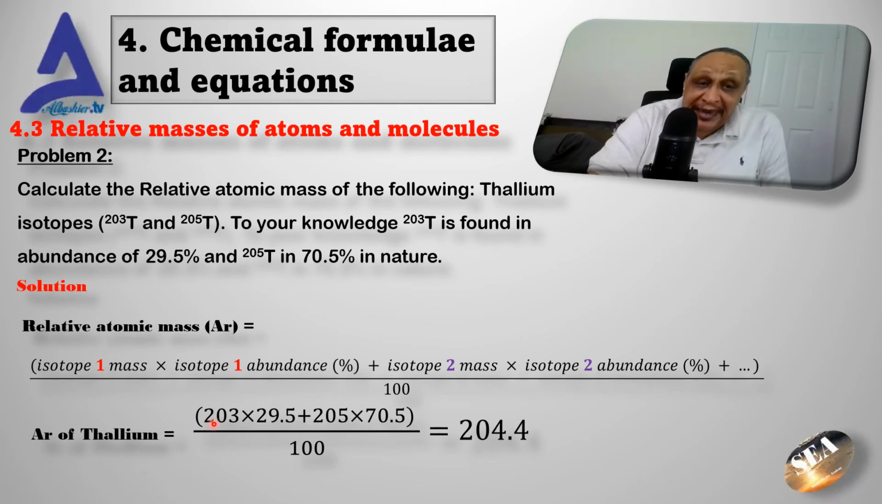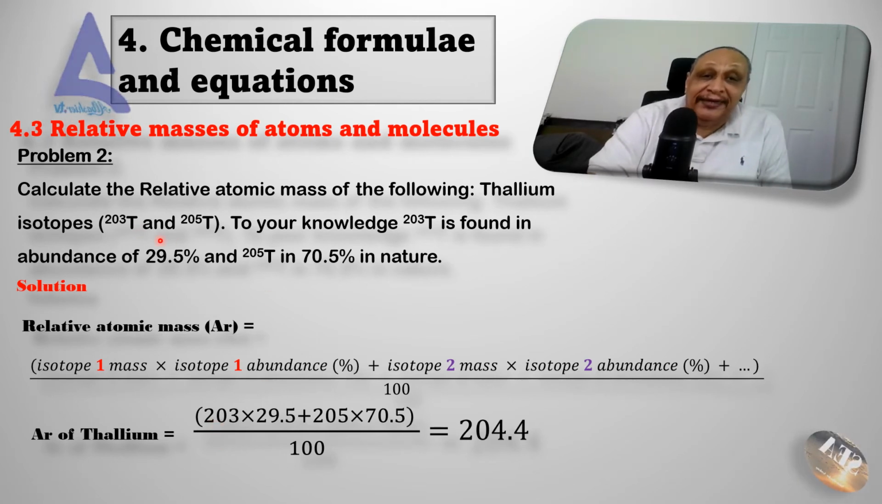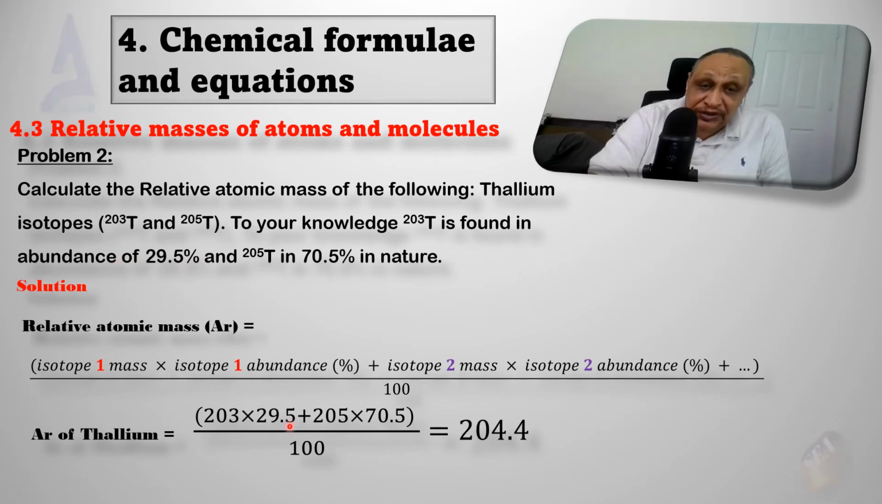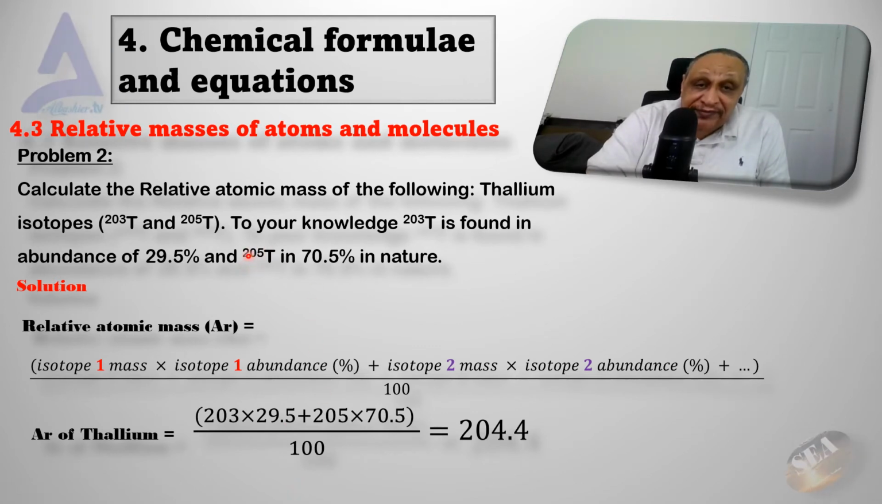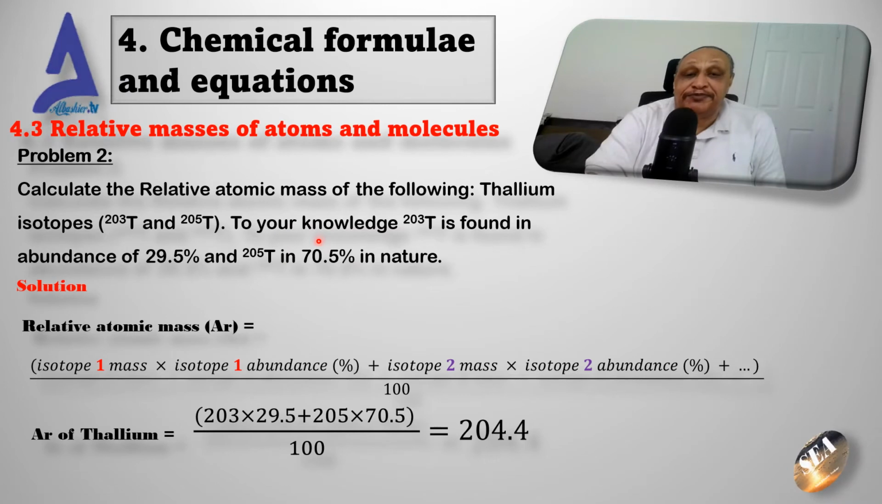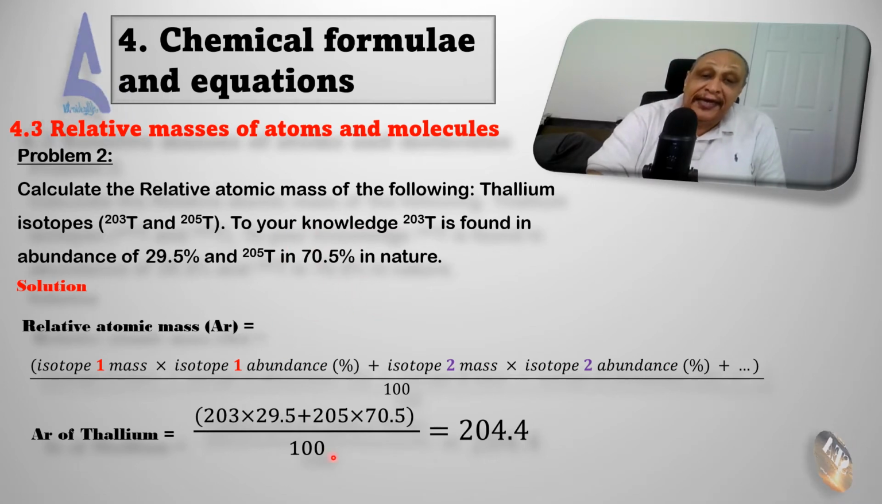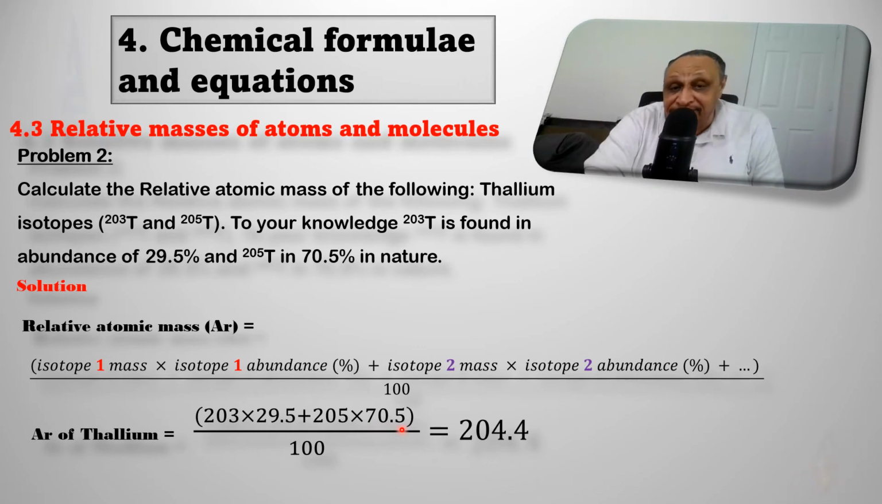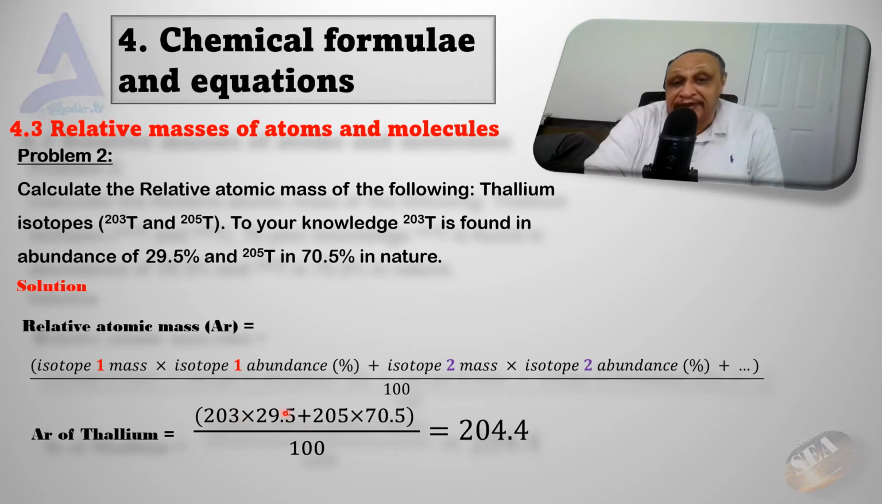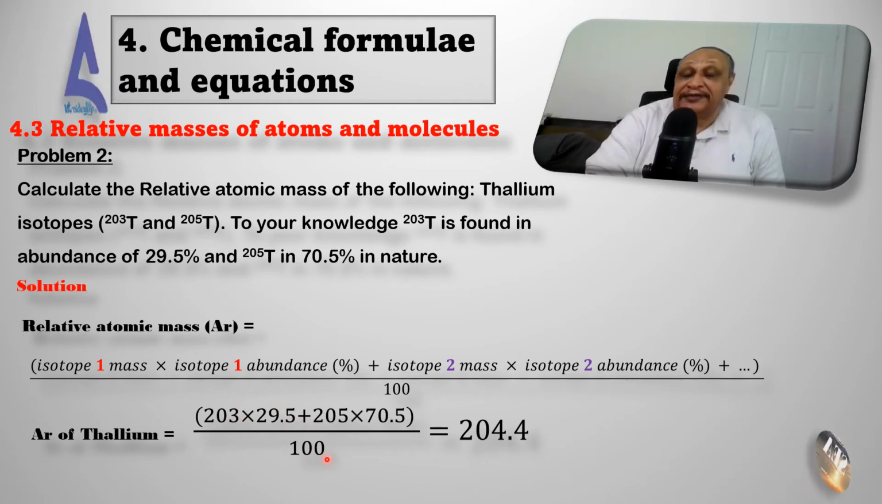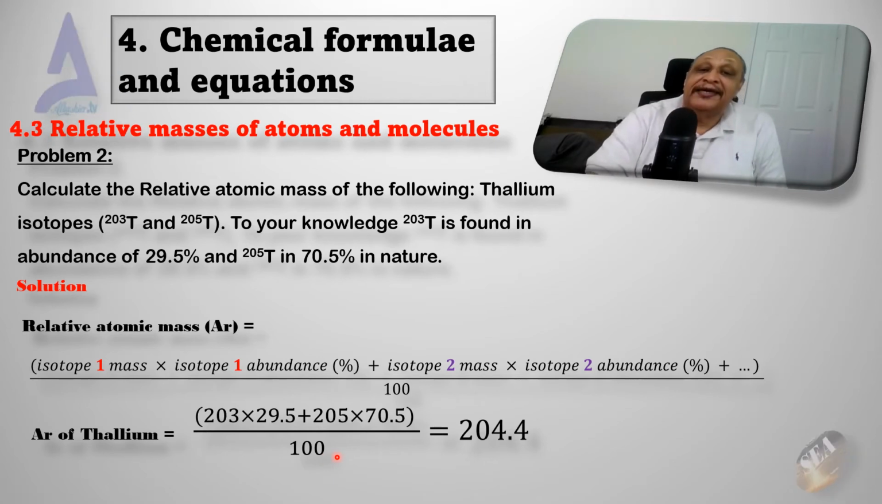So we put the mass of the isotope here and multiply it by its abundance, which is 29.5%, plus the mass of the other, which is 205. So 205 is here, multiplied by its abundance, its percent contribution in nature, and it is 70.5. The amount that comes out from this math is just divided by 100. Again, why 100? Because this is a percent.